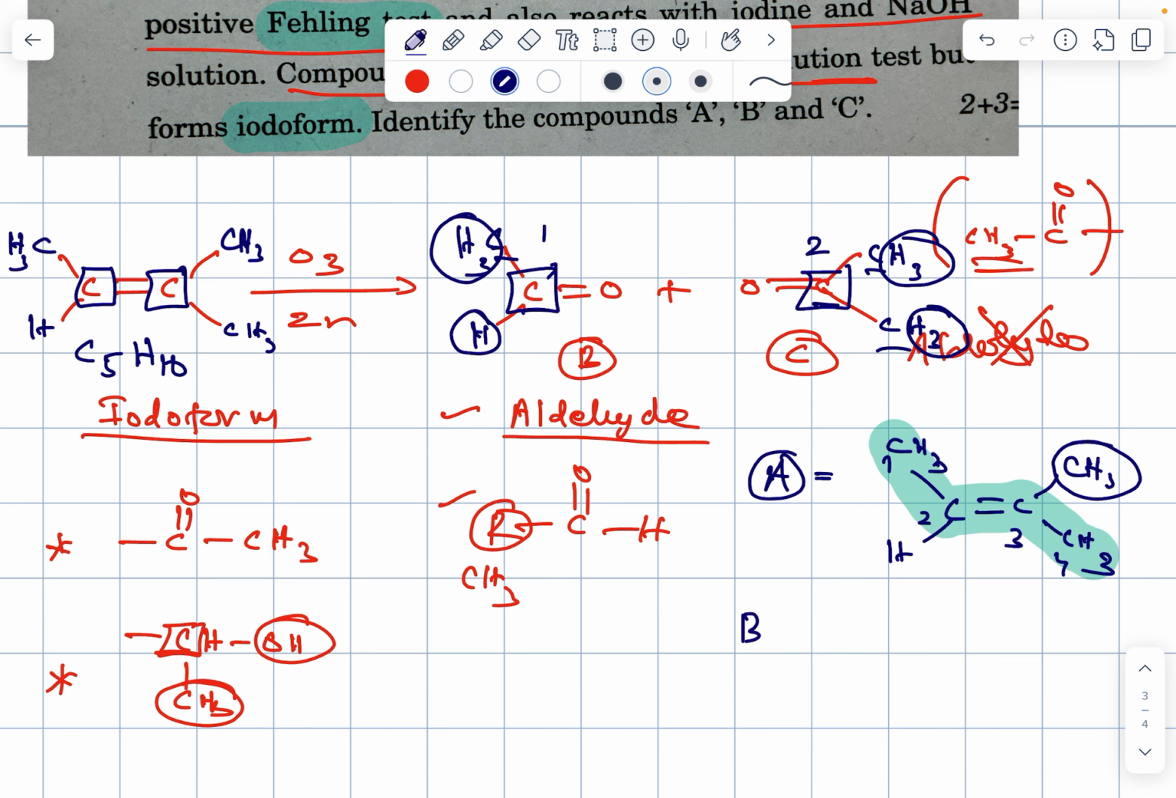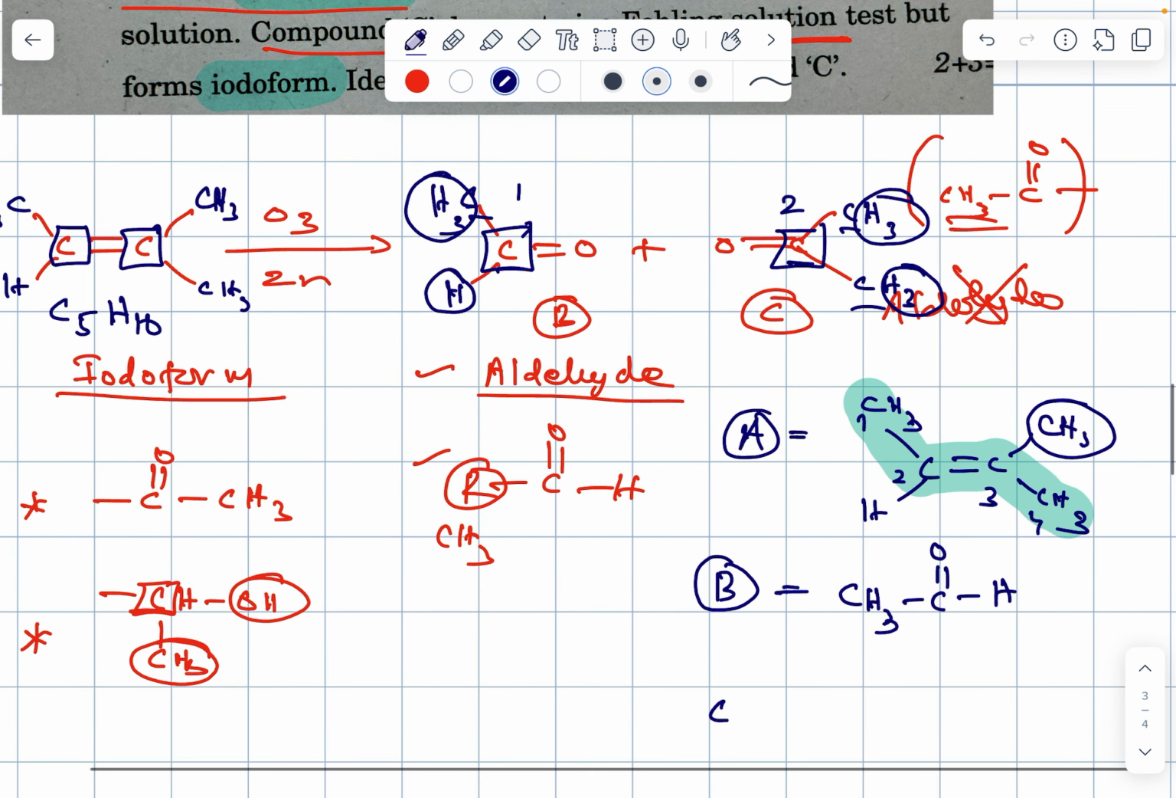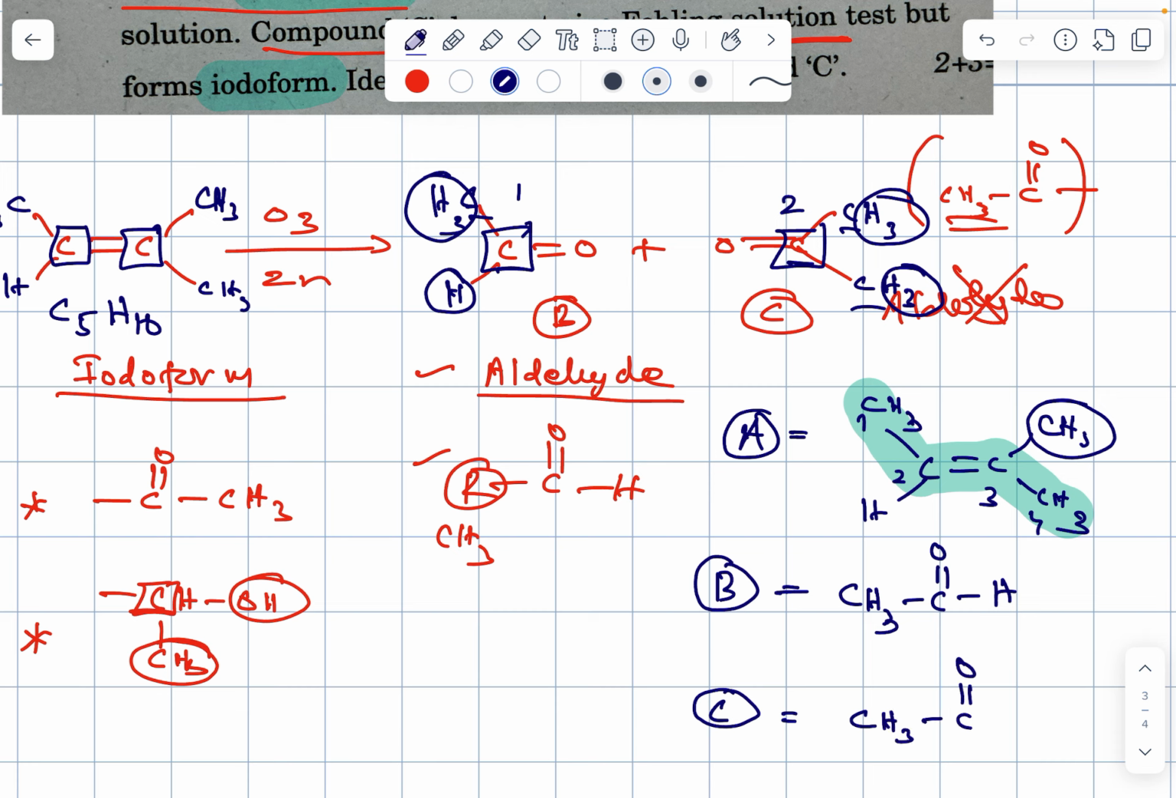So what about compound B? Compound B is CH3 C double bond O H, which is acetaldehyde. And now what is compound C? Compound C is acetone, CH3 C double bond O and CH3.